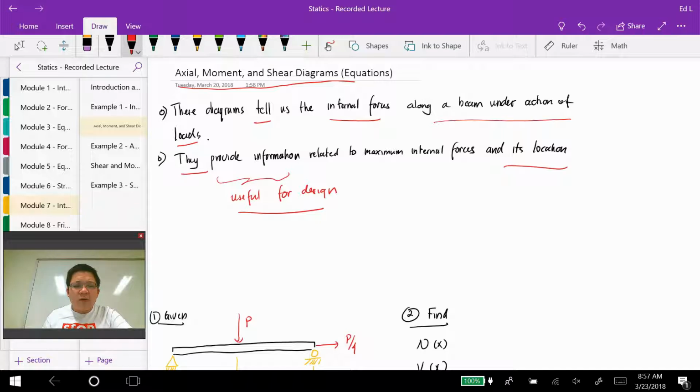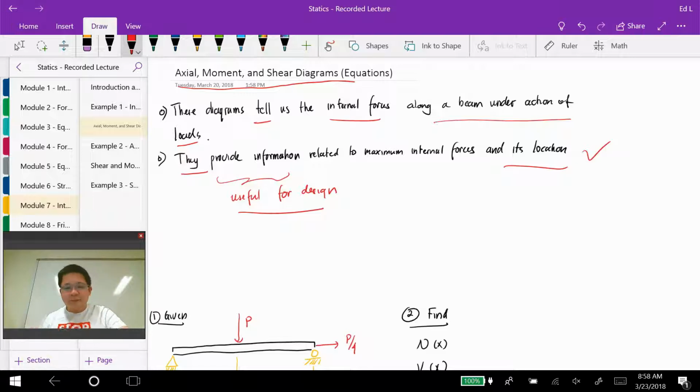The main purpose of doing this is to use it in the design of the beam, to figure out what the dimension of the beam is, and what maximum load we can apply to the beam. However, don't worry about those things yet. You will learn it in a more advanced class when you take mechanics of materials or deformable bodies. In statics we will just learn how to construct these diagrams and figure out what the maximum internal forces are and where they are located.